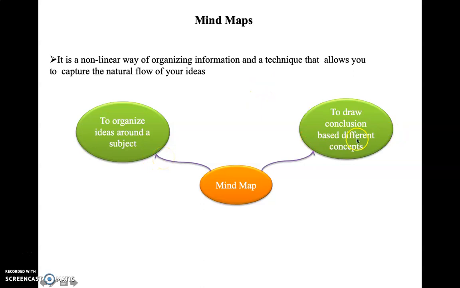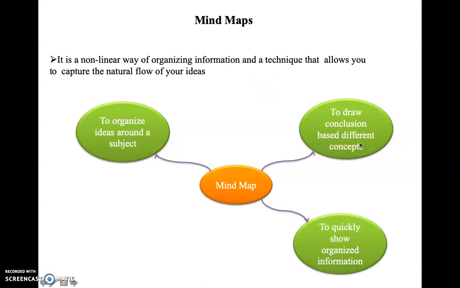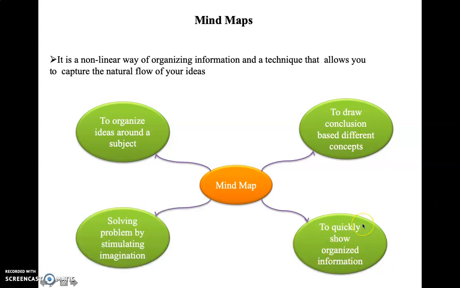To draw the conclusion based on the concept, whatever conclusion you have drawn, you have to write it down on one side of that. To quickly show organized information, you can write down your organized information. This will help you to solve the problem by stimulating imagination. So these are the few things which you have to generate, and in the same fashion you can develop the mind map. We'll go through how we can develop it.